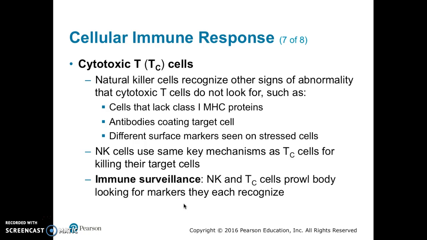NK cells, which we discussed earlier, use the same mechanism to kill their target cells. NK cells, or natural killer cells, do not look for foreign antigens displayed on class 1 MHC proteins. Instead, they search for other abnormal signs like cells that lack the class 1 MHC protein, antibodies coating the target cell, and different surface markers seen on stressed cells. So, NK cells kill the abnormal cells that the cytotoxic T cells miss. We use the term immune surveillance to describe the process of the natural killer and the cytotoxic T cells prowling around the body looking for markers they each recognize.